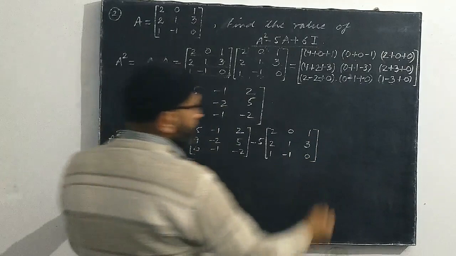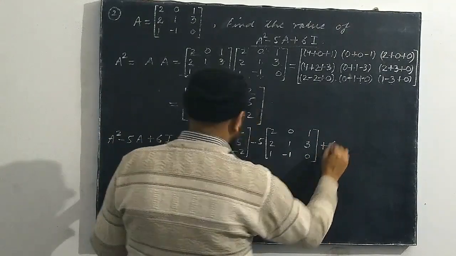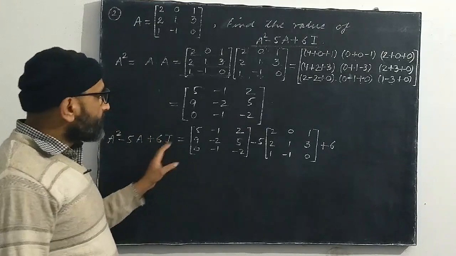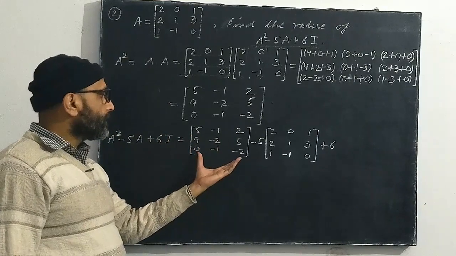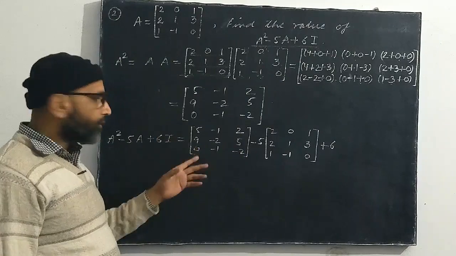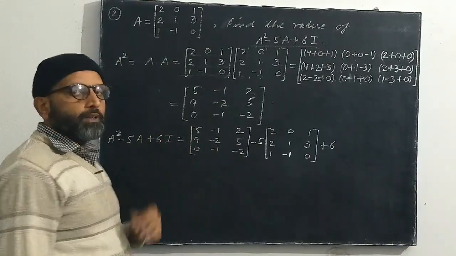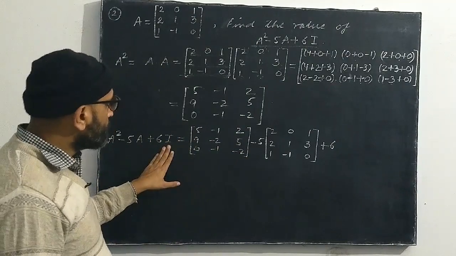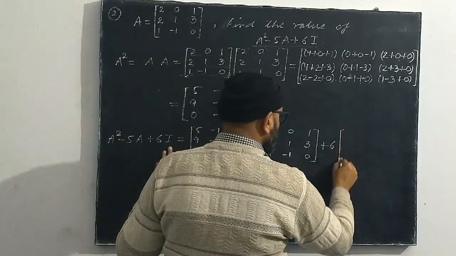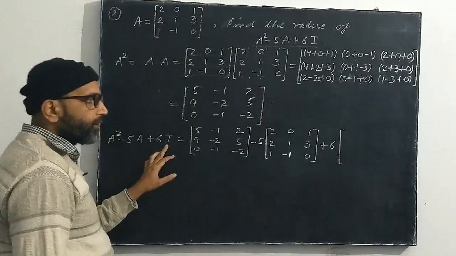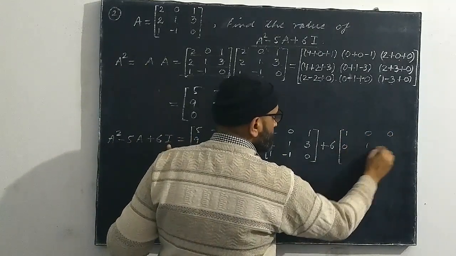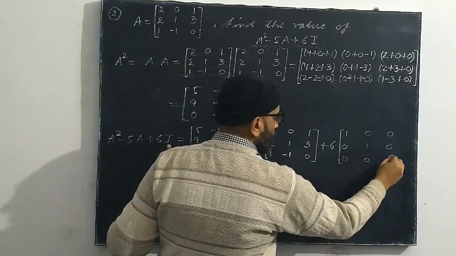Next is plus 6I. And what is I? I is an identity matrix of the same order, because if this is a 3 by 3 matrix, we have to take an identity matrix of 3 by 3 order, and if it is 2 by 2, then we have to take the identity matrix of 2 by 2 order. So this is 3 by 3, so here we take an identity matrix of 3 by 3 order, that is 1 0 0, 0 1 0, 0 0 1.